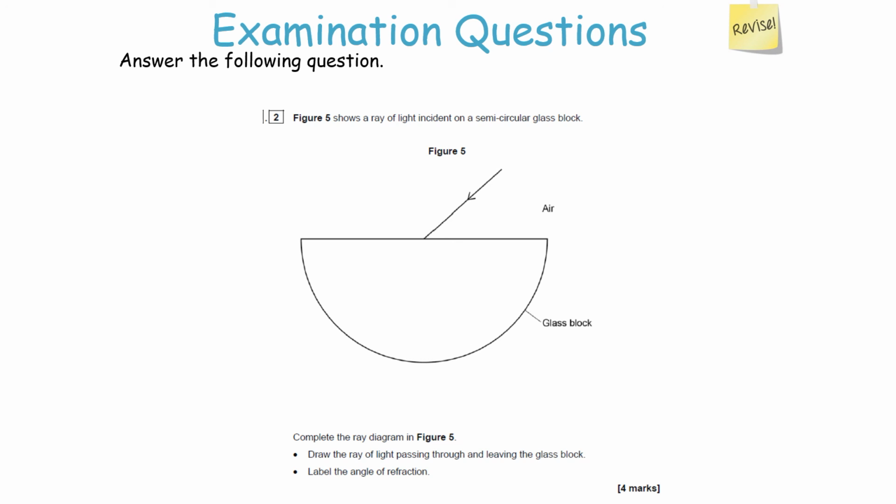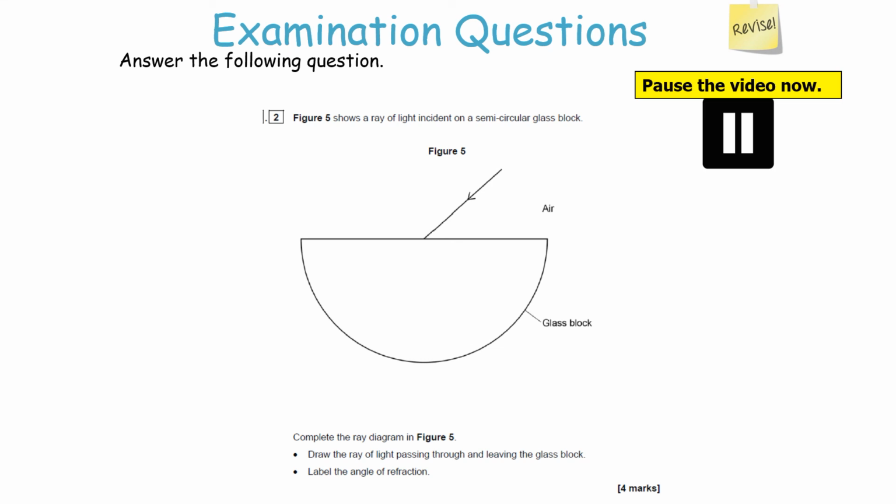Figure 5 shows a ray of light incident on a semicircular glass block. Complete the ray diagram in figure 5 and draw the ray of light passing through and leaving the glass block and label the angle of refraction. So pause the video now, then unpause the video when you want to go through the answers.